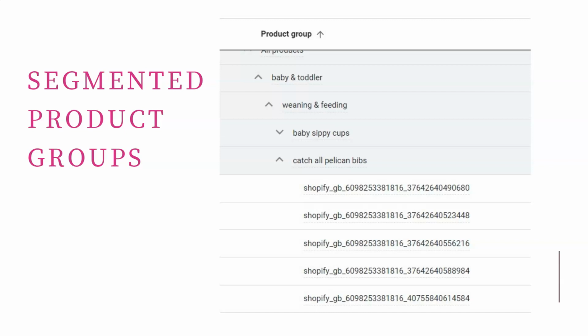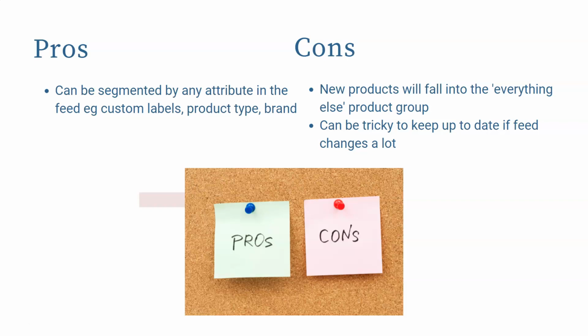The way I like doing this as well, if we look at our pros section, you can segment by any attribute within the feed. Most commonly, I will do it by custom label or product type, sometimes brand, if brand is a relevant and meaningful way of splitting it out. But custom labels, I tend to use for things like price ranges. Another thing you can use custom labels for is product margins, profitability, best sellers. So if you are using custom labels in your feed, you can then segment out your shopping campaign using those custom labels.